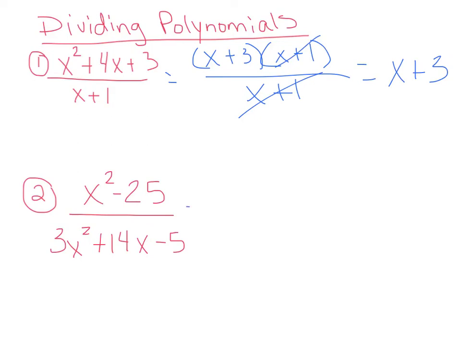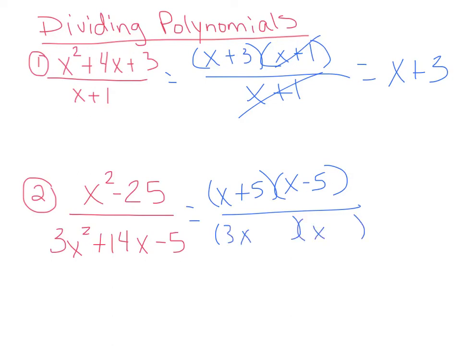Okay, on number 2, the top is a difference of squares. So you have x squared minus 25, so the square root of 25 is 5. So you have x plus 5 and x minus 5. On the bottom, 3x to the second plus 14x minus 5. If you factor that, you need 3x and x. What you can do is take a times c and get negative 15 and figure out what multiplies to negative 15 and adds up to 14. Well, 15 and negative 1 do.